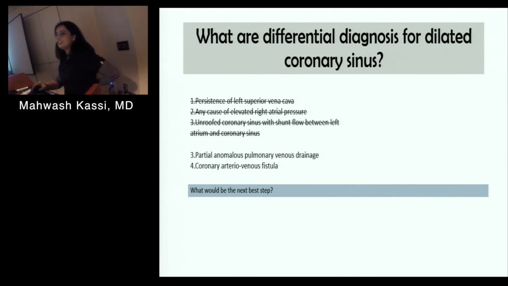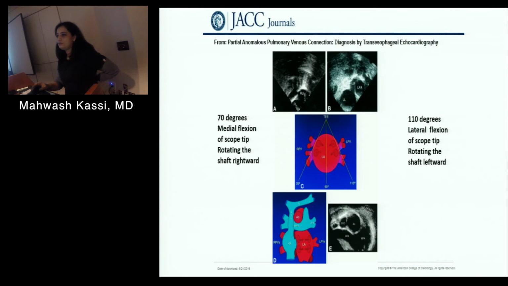So, right, you could do a TE. This is a good paper for everybody to read, I think, because they talk about the techniques they use to identify the pulmonary veins. If you're trying to find the right sided pulmonary veins, then you do 70 degrees medial flexion and rotate the shaft rightwards. And if you're trying to look for the left sided pulmonary veins, then you do 110 degrees lateral flexion and rotate the shaft towards the left side.